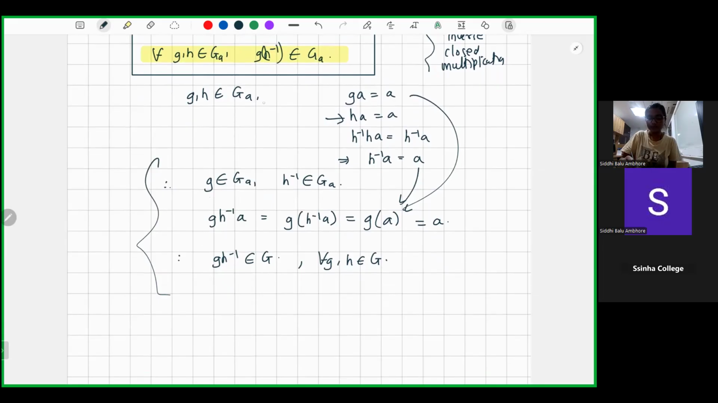Since G and H both belong to GA, from GA I get A. HA is this. I'm pre-multiplying by H inverse to get this. And this is G and H inverse. Now I just need to check whether this holds. And since H inverse belongs to GA, it gives me A, and G into A again gives me A. And therefore this GH inverse belongs to GA.